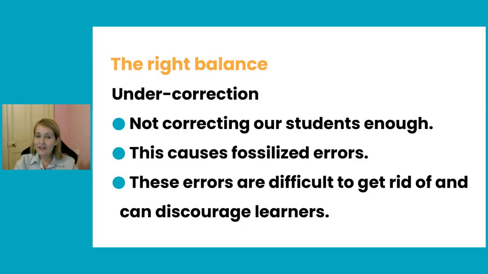All right. So we just spoke about overcorrection. That is when you correct every single thing that a student says. Then there's also undercorrection that one must be careful about, when we don't correct our students enough or at all, which can be equally detrimental, really. If you're not correcting any of the mistakes that the student makes, that will also not be the right thing to do. This causes students to develop fossilized errors.